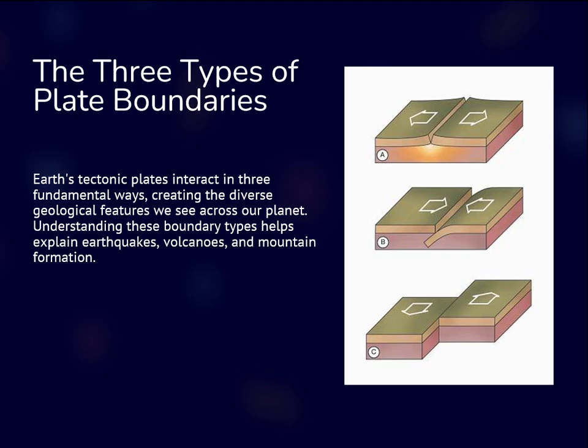Hello, baby birds! Earth's surface is not solid and unchanging. Instead, it's broken into large pieces called tectonic plates. And these tectonic plates float on the semi-fluid asthenosphere beneath them. These plates interact in three fundamental ways. They collide, they move apart, or they slide past each other.